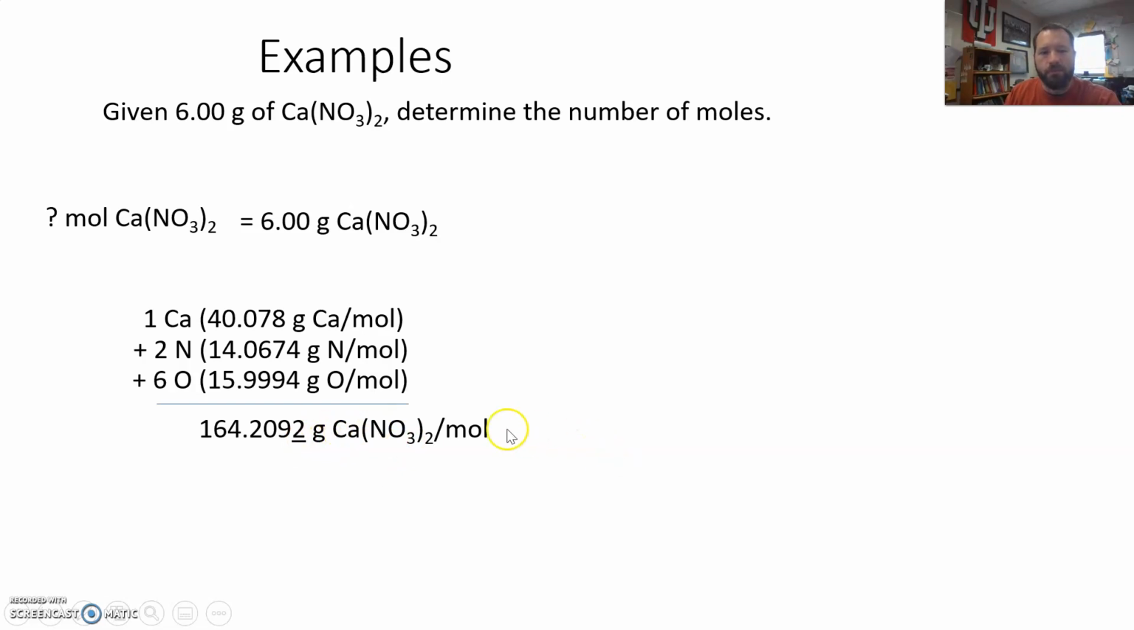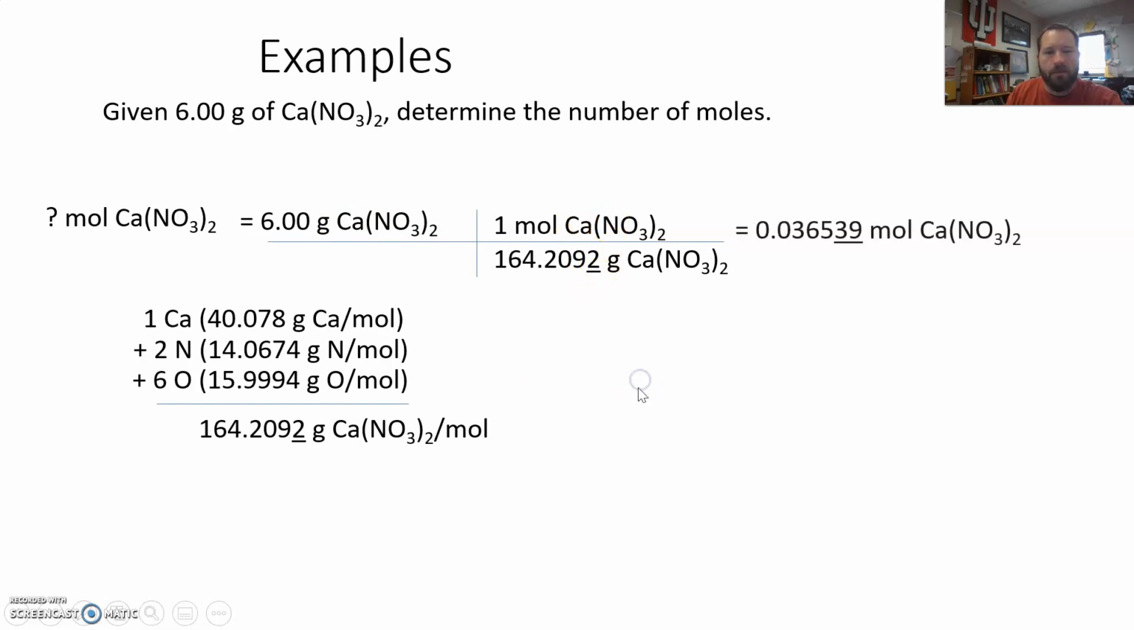Again, that's my grams per mole. It's my molar mass of calcium nitrate. It's a formula unit. So with my grams, I can go to moles. I want to cancel out grams, so I know that my 164.2092 grams goes on the bottom. 1 mole goes on the top. If my grams cancel out, I'm left with moles, and there we go.